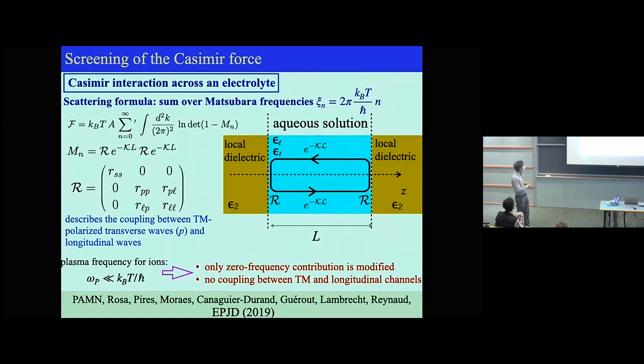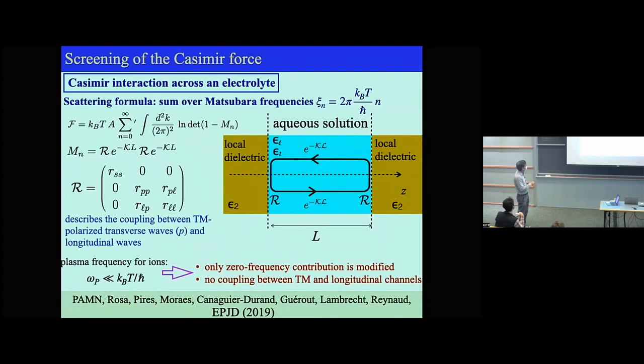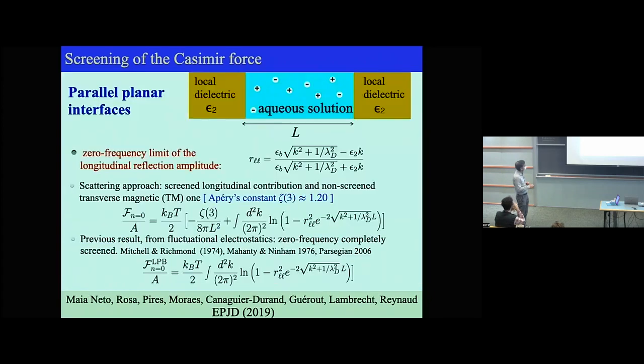And I have a simpler form for this reflection amplitude for longitudinal waves, which I show here. It depends on the dielectric constant of the local dielectric, on the dielectric constant of water, and on the Debye screening length. So it depends also on the concentration of ions. That comes from here, the Debye screening length. So with that, from this equation here, this matrix simplifies, and I have two contributions at zero frequency. One is this here that comes from the longitudinal modes, which is written in terms of this reflection coefficient.